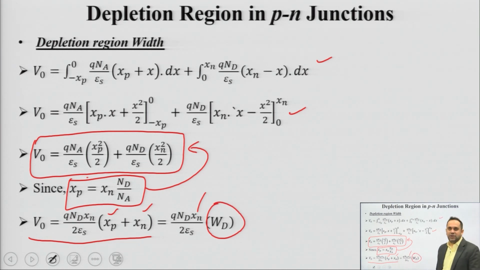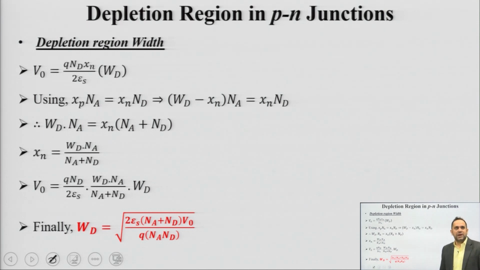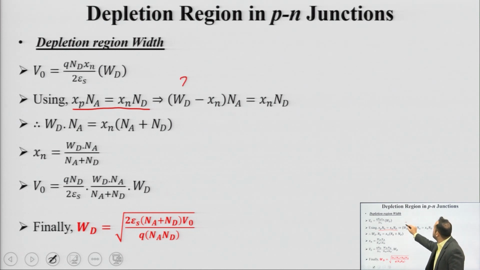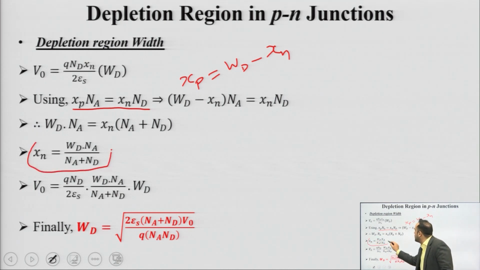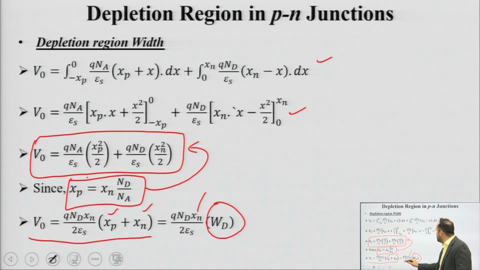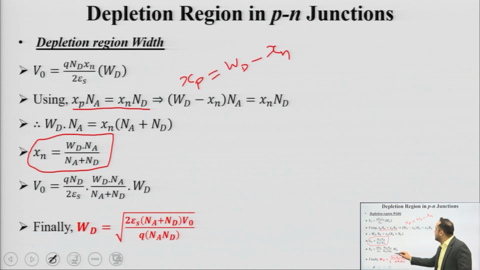I still have Xn to be eliminated here. To eliminate this, I am going to use this expression again. For Xp, I am going to write total width minus Xn. Okay. With this, I am going to get the expression for Xn. This substituted in this equation here is going to give you an expression for V naught. Just a simple mathematical arrangement on either side is going to give you the expression for the depletion region width. Okay. So, with this we have ended all the electrostatics associated with the p-n junction.